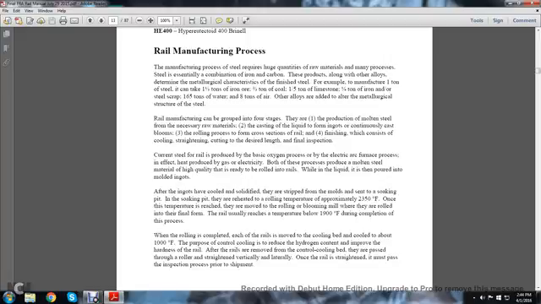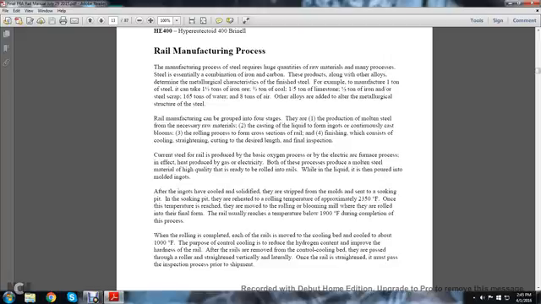Rail manufacture can be grouped into 4 stages. One, the production of molten steel from the necessary raw materials. Two, casting the liquid steel into ingots or continuously cast blooms. Three, the rolling process of the cross-section of the rail. Four, the finishing, which consists of cooling, straightening, cutting to the desired length, and final inspection. Current steel rail is produced by the basic oxygen process and electric furnace processes. In effect, these are heated by gas and electricity. Both of these processes produce a high quality molten steel that is ready to be rolled into rails.